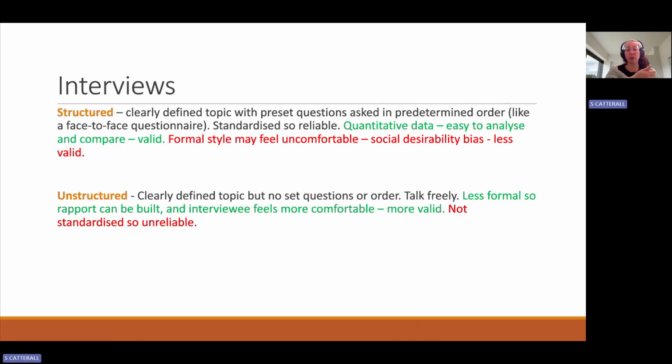You just ask a lot of follow-up questions. You're talking freely, so it's less formal. People feel comfortable. They're more likely to give you a valid response. However, it's not standardized. It's different questions every time. So it's going to be unreliable and inconsistent.